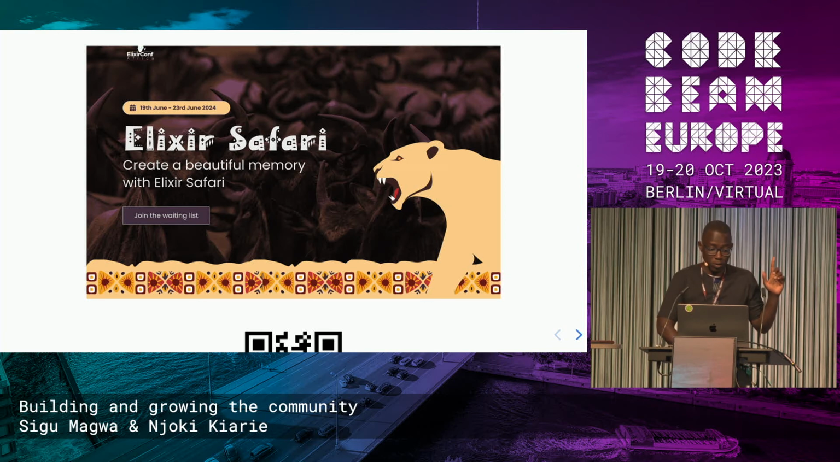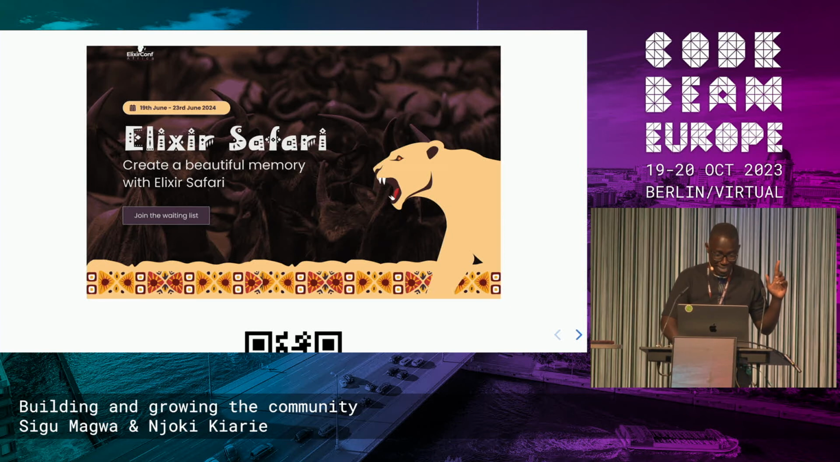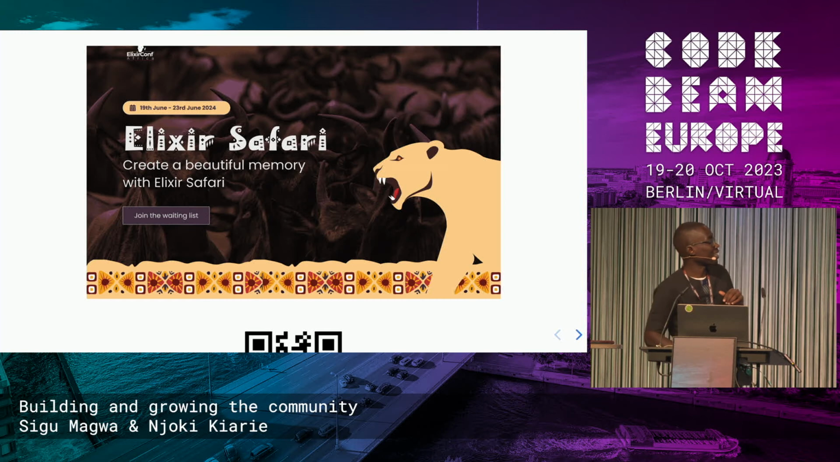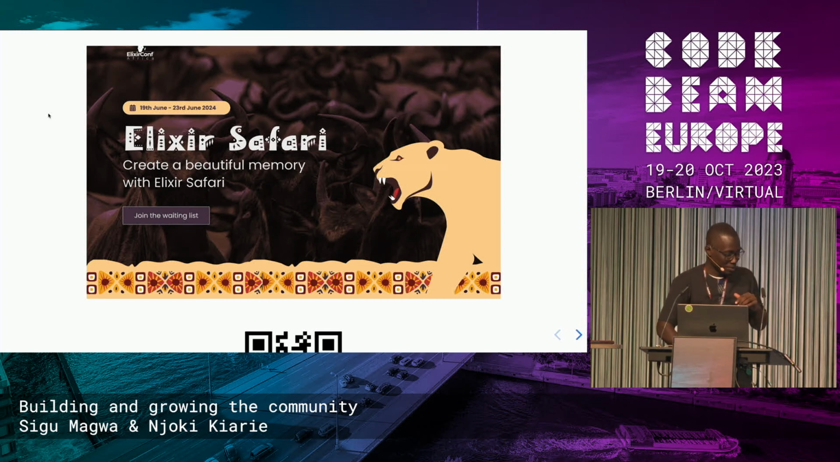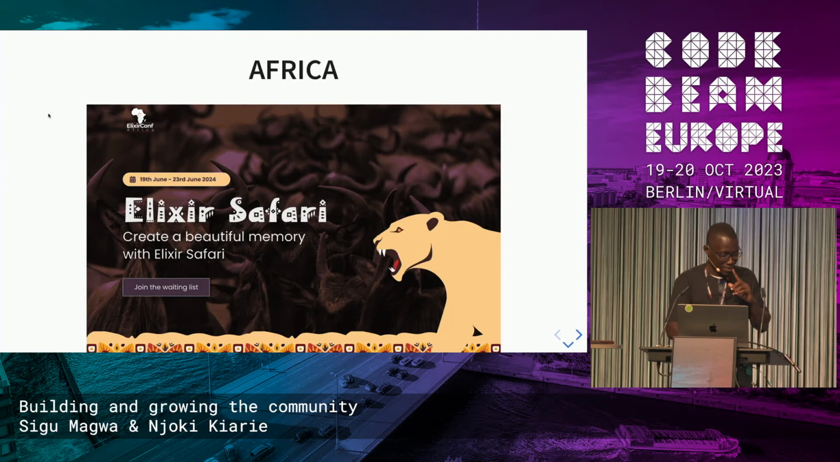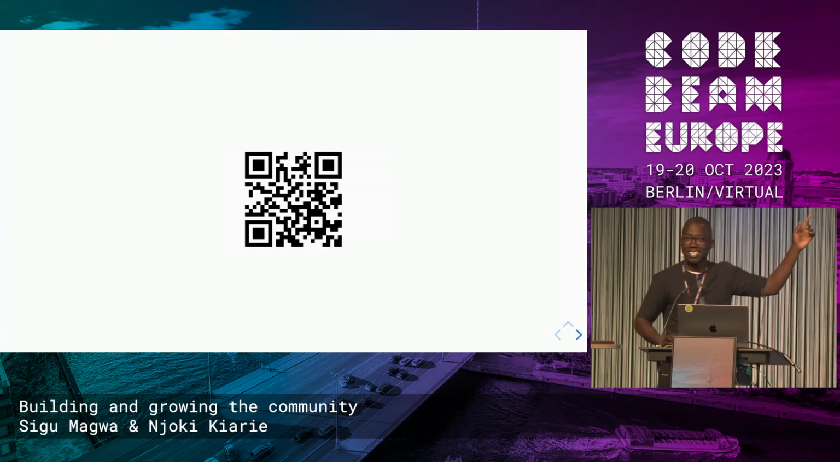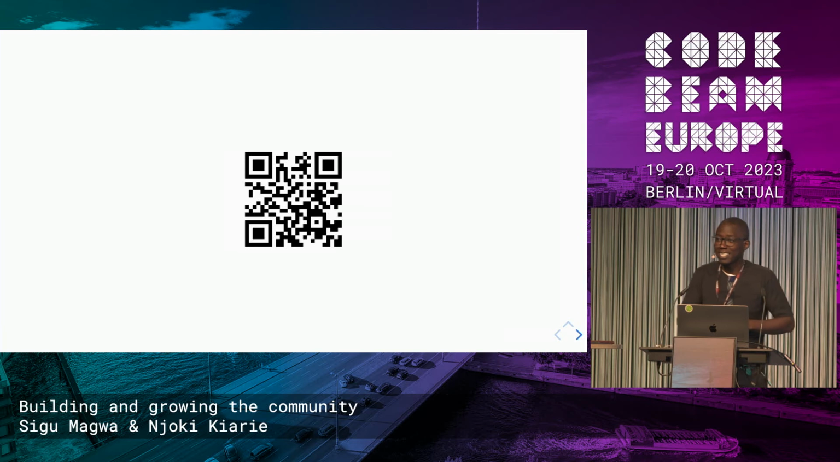I swear this QR code was supposed to be visible, so that you can scan it. Let me try to do this and see if it's going to work. Will it? So you should be able to reload. I can see the name Africa. Yeah, that's the QR code. So you can scan the QR code and RSVP for the event. I'll give you a second.